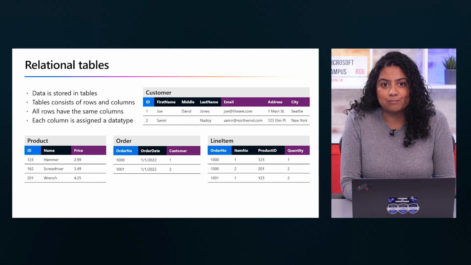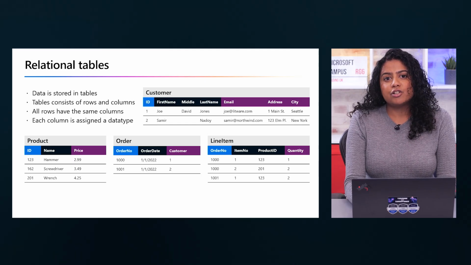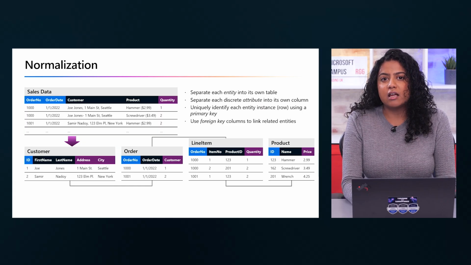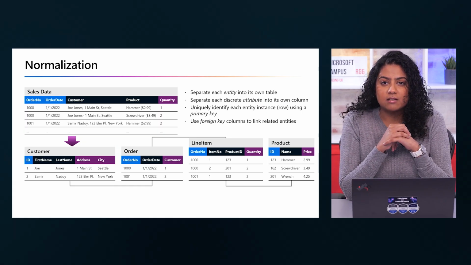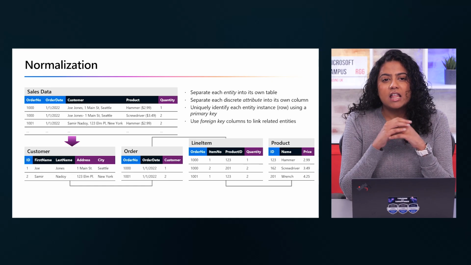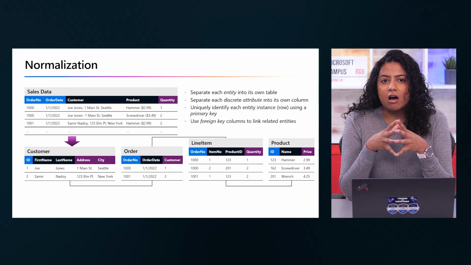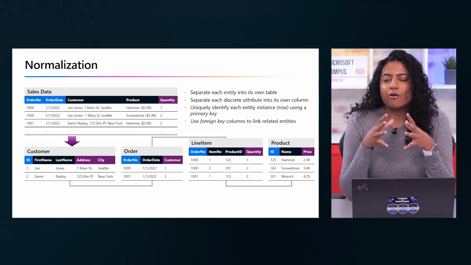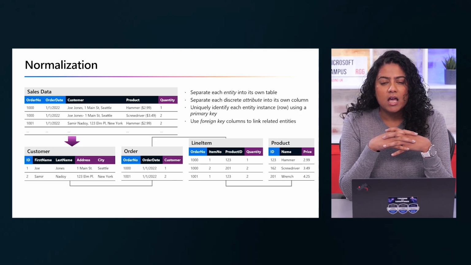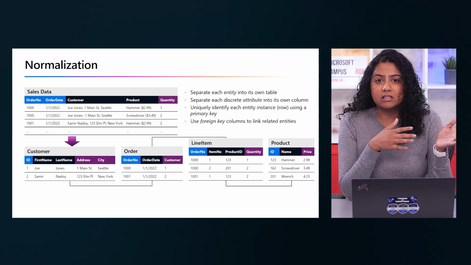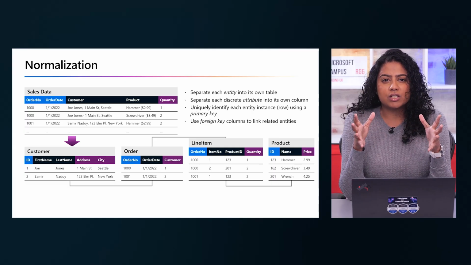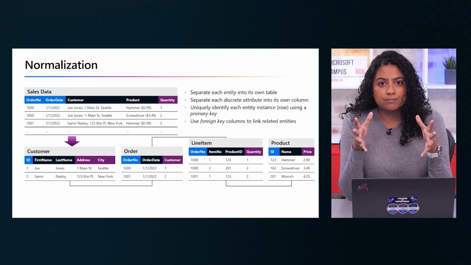Now I want to shift our focus to something crucial in the world of relational databases: normalization. Think of it like mastering the art of organizing your data for maximum efficiency. It's all about cutting down on the clutter and making sure your data is crystal clear and accurate.